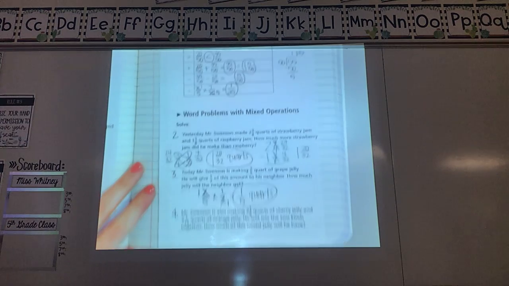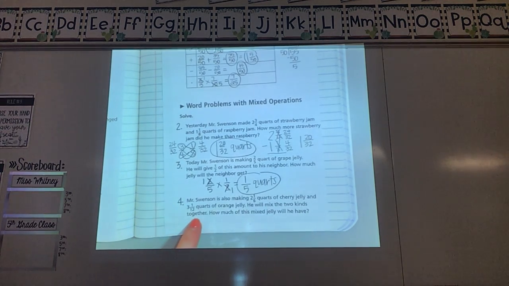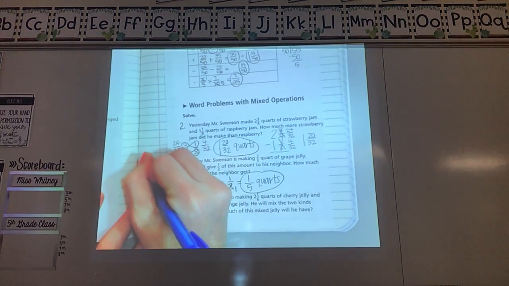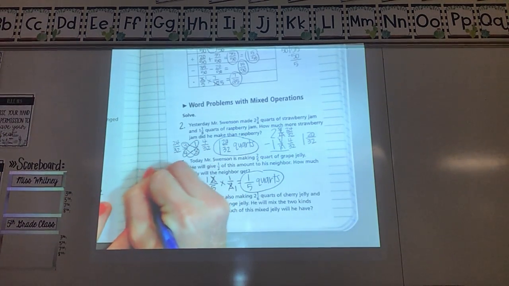Alrighty, number 4, last one, and then you can start on your assignment. Mr. Swinson is also making 2 1/6 quarts of cherry jelly and 3 1/12 quarts of orange jelly. He will mix the 2 kinds together. How much of this mixed jelly will he have together? What am I going to do if he's going to mix 2 things together? I'm going to add those. So I'm going to stack them up over here. 2 1/6 and 3 1/12.